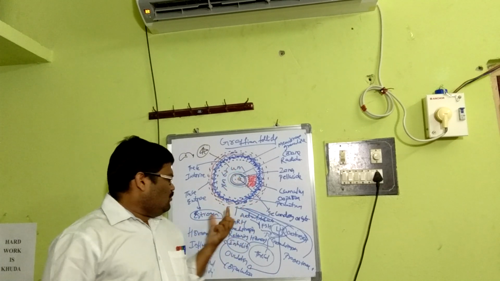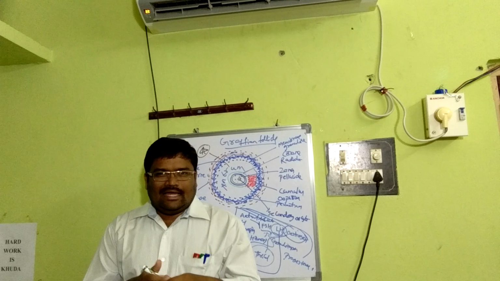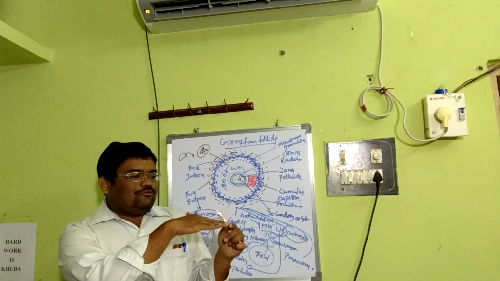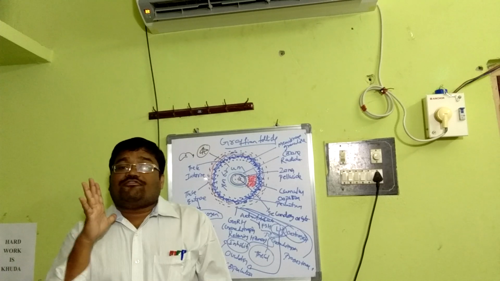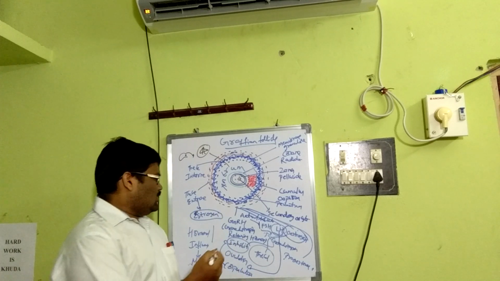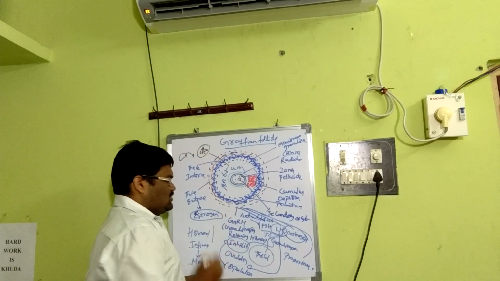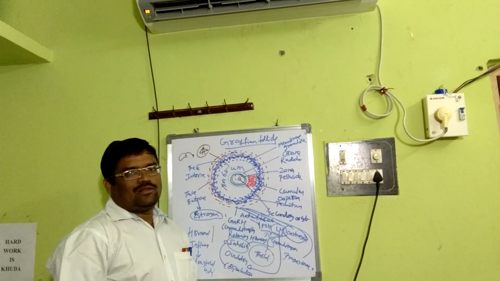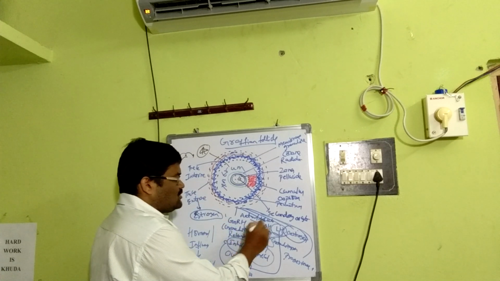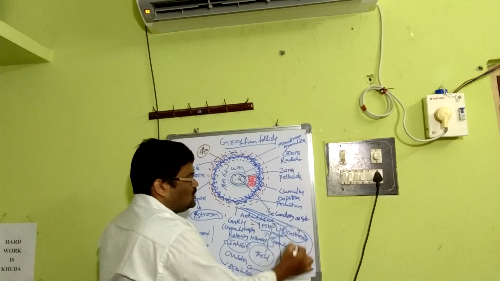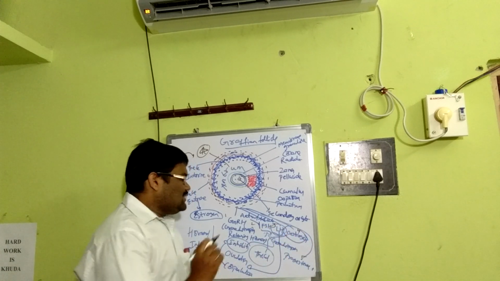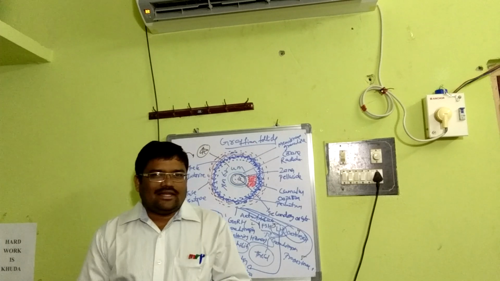And most important is hormonal influence. Both oogenesis and folliculogenesis come under the influence of hormones. Totally 5 hormones are reported to influence. One, GnRH, gonadotropin releasing hormone. Number 2, follicle stimulating hormone. Number 3, luteinizing hormone. Number 4, estrogen. Number 5, progesterone.